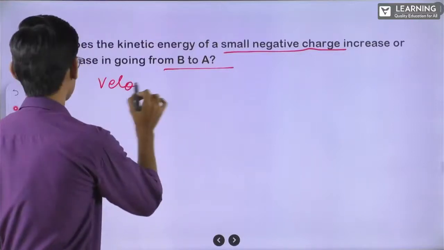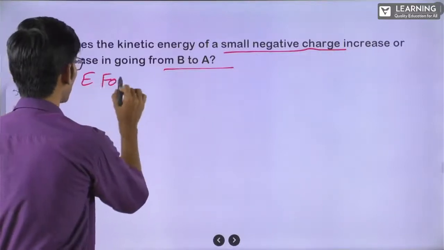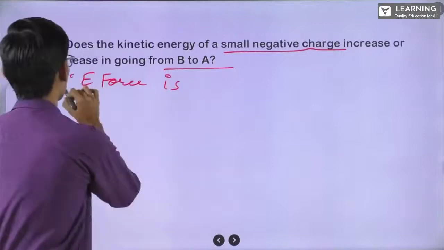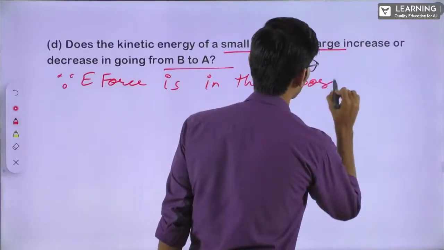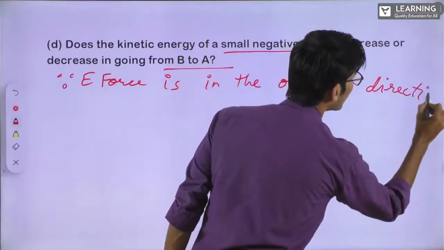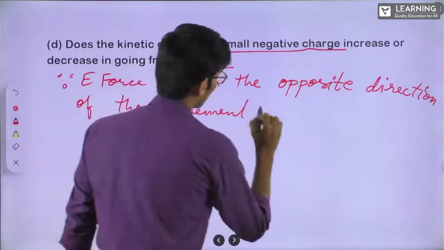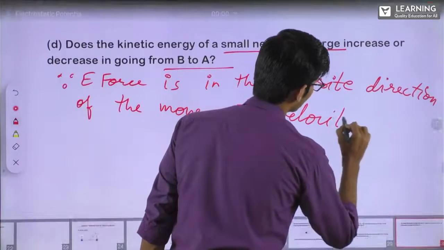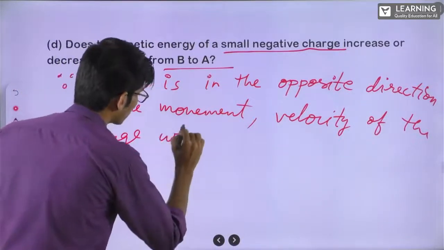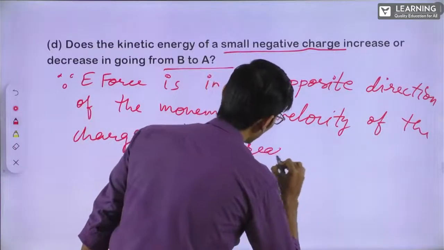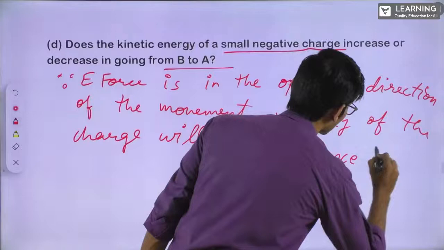Here, since force is in opposite direction to the movement, electrostatic force is in the opposite direction of the movement, velocity of the charge will decrease. And if the velocity of the charge will decrease, the kinetic energy will decrease. Hence, kinetic energy decreases. Clear?